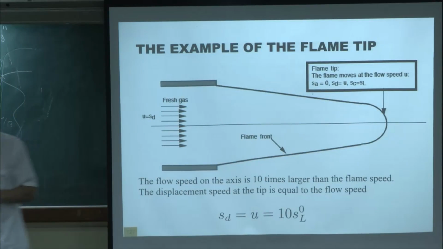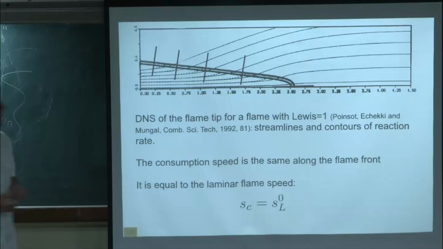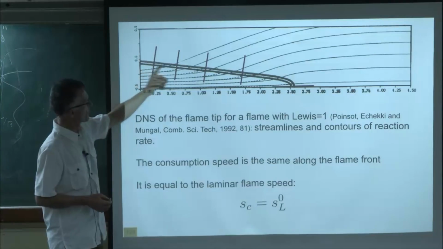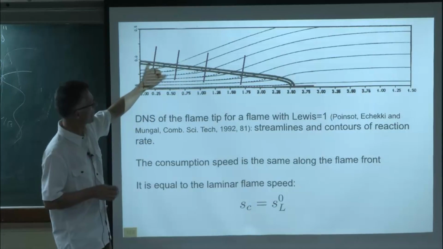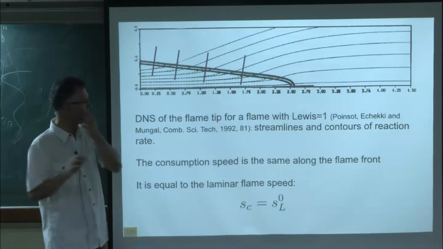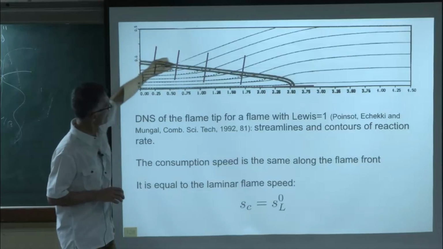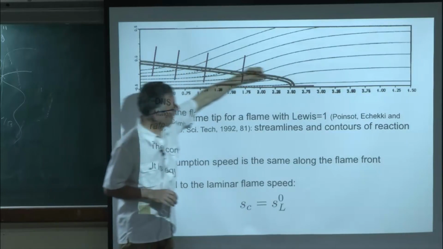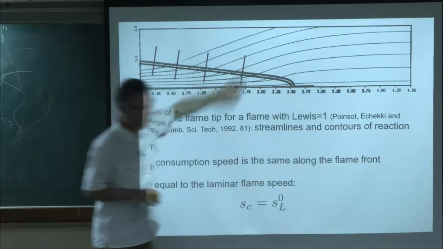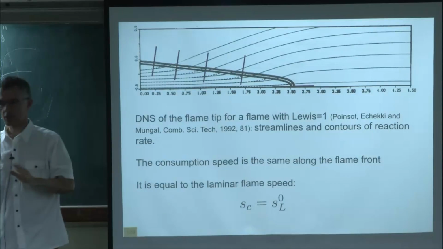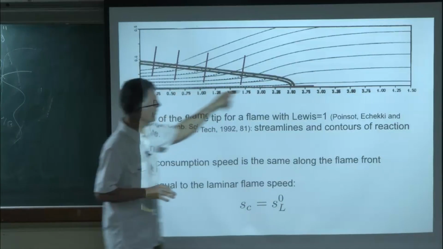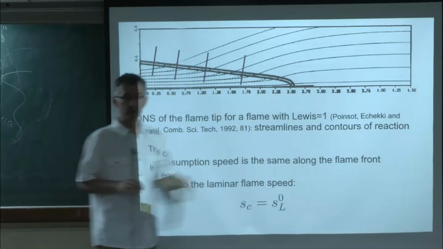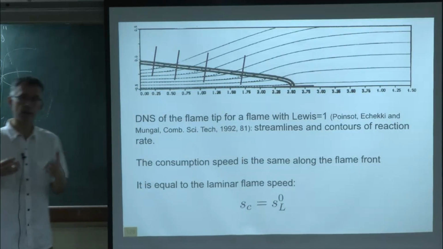That seems too high. So we did a simulation actually, and when we look, this is an isocontour of reaction rate. So this is where combustion takes place, and you see that for this flame, which is at Lewis equal unity, there is absolutely no difference between the side of the flame and the tip of the flame. So the consumption speed is the same everywhere, no difference. But the displacement speed on this point here is like 10 times more. And again, it shows that displacement speeds are complicated.